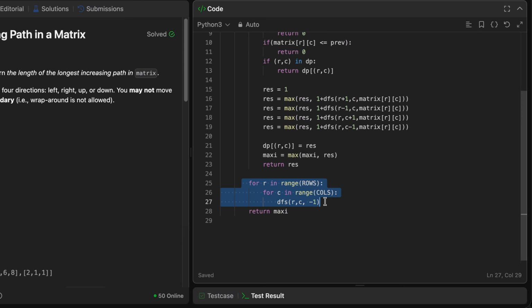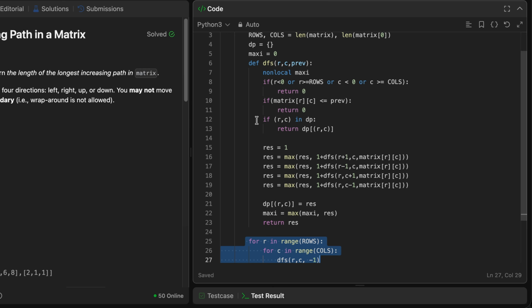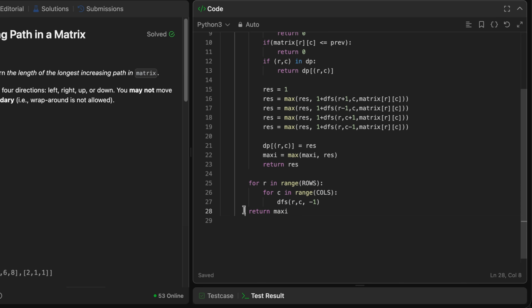And now here I'm running a loop on rows and the columns of the matrix to go through all the elements that are present in the matrix, and I'm trying to run a DFS on all of them. The reason this works is because if we have already gone through this particular row or column and we have already stored the value in the DP, this first base condition will hit the second we start the DFS, and we will return immediately. We will not go to this particular section ever. So that's why this works. And now at the end we are returning the maxi because we actually kept track of the maximum length that we got so far. So maxi is the answer and we will return that.